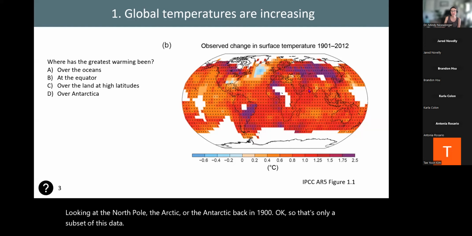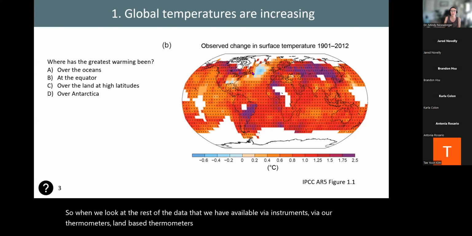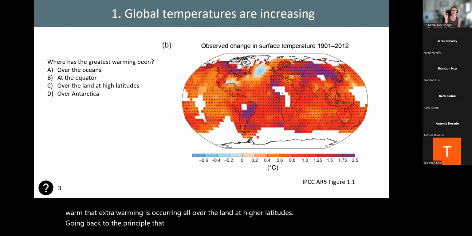When we look at the rest of the data that we have available via instruments, via land-based thermometers and shipboard thermometers, we see that most of the extra warming is occurring all over the land at higher latitudes. Going back to the principle that land has a lower specific heat, it takes less heat to change the temperature of soil and rock than it does to change the temperature of water. Now, water is warming, and we're going to see that, but not the same total change.